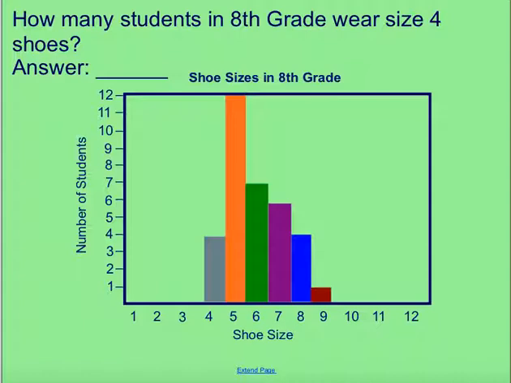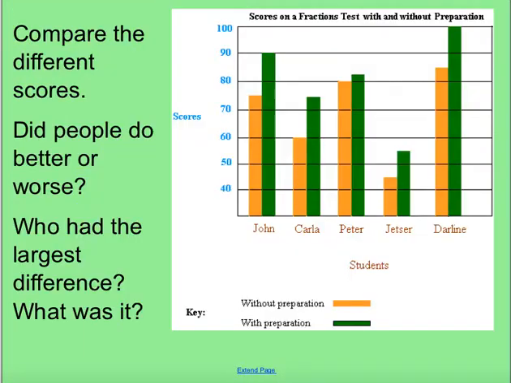Another one. How many students wear size 4 shoes? So we look at this graph, this gray one. We go up to the top and say, well, that's about 4 students. 4 students wear size 4 shoes. But what if there are multiple bars for one person or one group? Well, in this case, then we can do some comparisons.